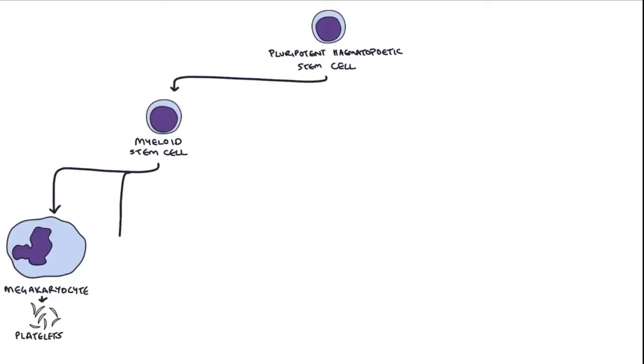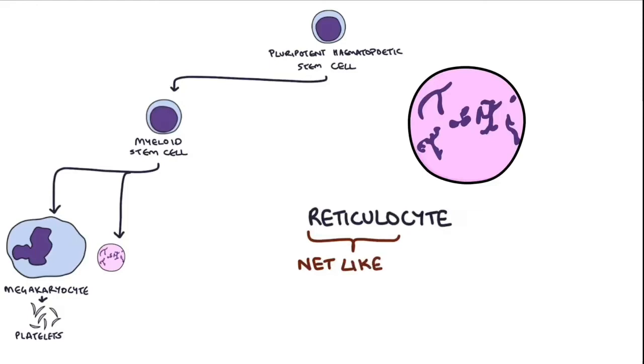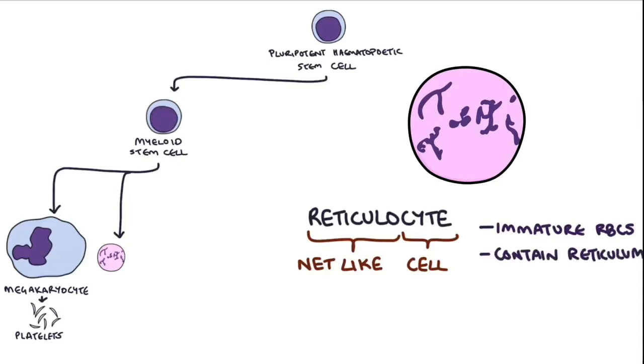So the myeloid stem cell can also become reticulocytes. Reticular means net-like, and cyte means cell. So these are immature red blood cells, and they've lost their nucleus, but they still contain remnant RNA material called reticulum. And this RNA material, as you can see in the picture, is sort of net-like. So these reticulocytes are released from the bone marrow into the bloodstream, where they gradually lose their reticulum and change shape, becoming the classical donut-like red blood cells.